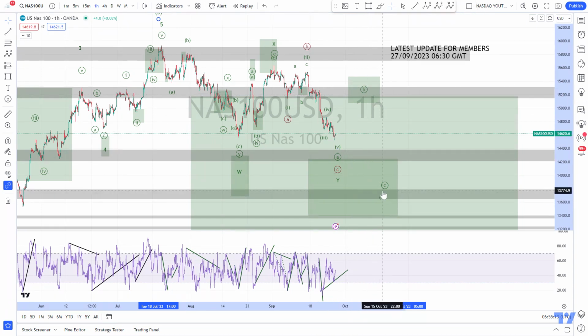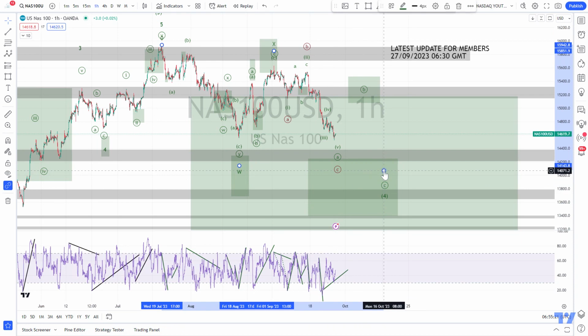So here, two possible scenarios. They are actually kind of both equally valid, I would say.